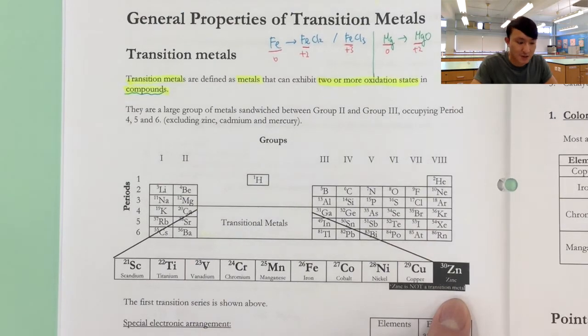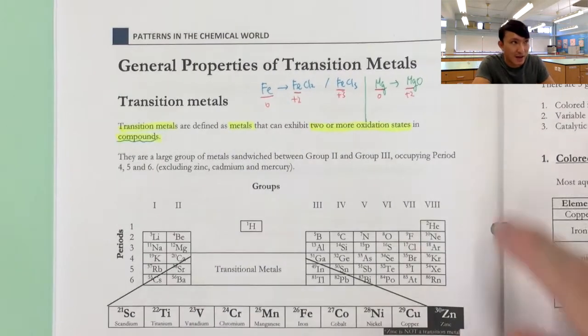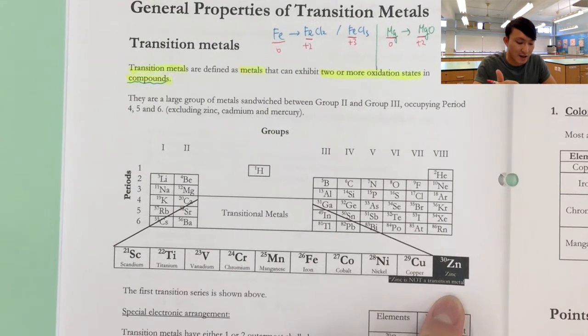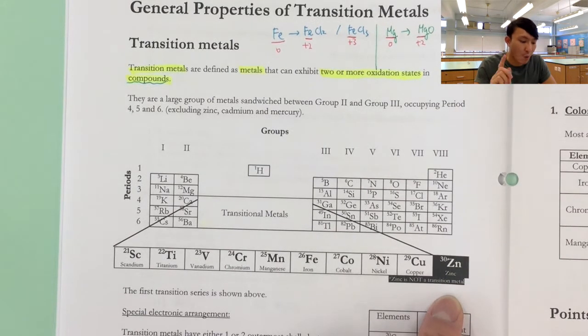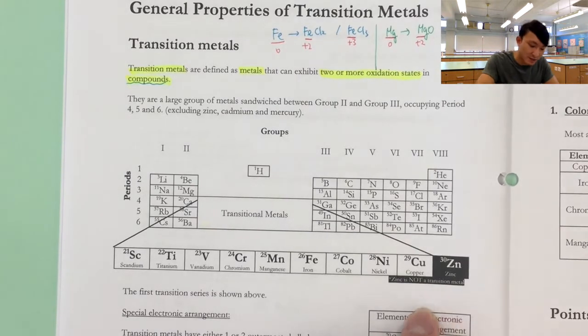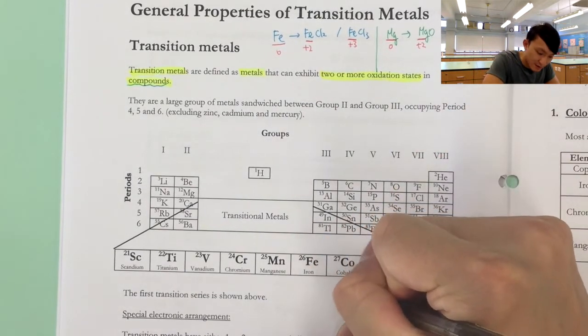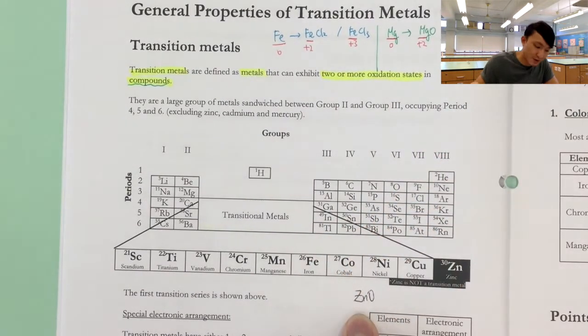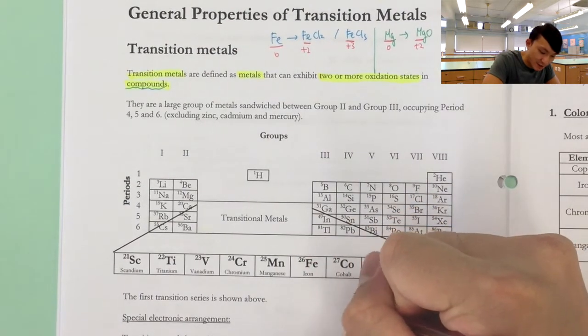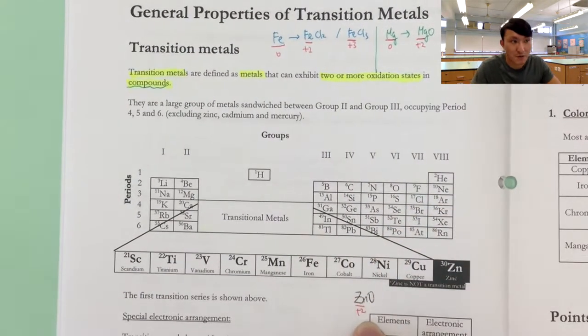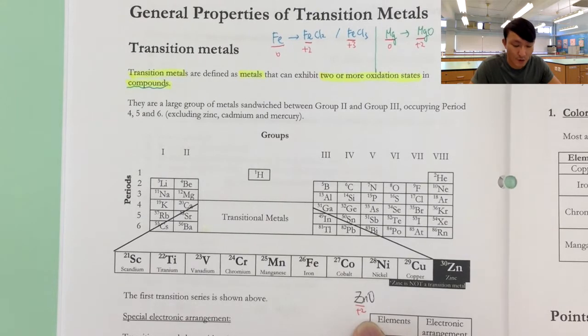The reason is because zinc is similar to Mg. Zinc can only have one oxidation number in compound, which is +2. Zinc can only have +2 in compound. It does not have +3, +4, something like that.